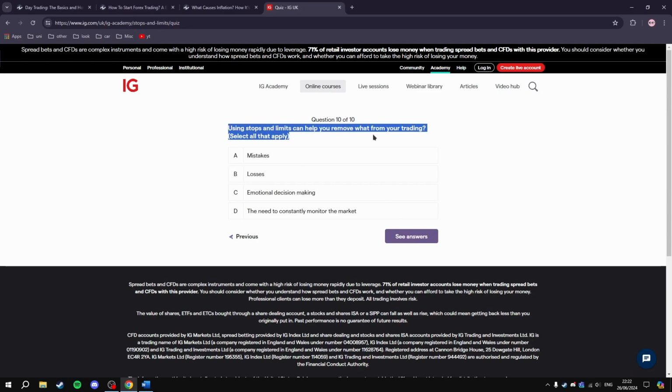Using stops and limits can help you remove what from your trading? Select all that apply. Mistakes, doesn't help you remove mistakes. Losses, nope. Emotional decision making. The need to constantly monitor them. Emotional decision making.